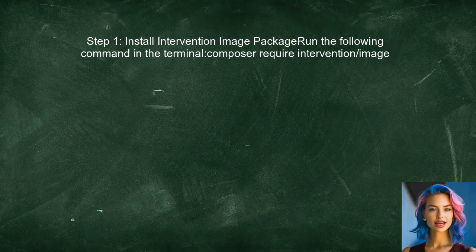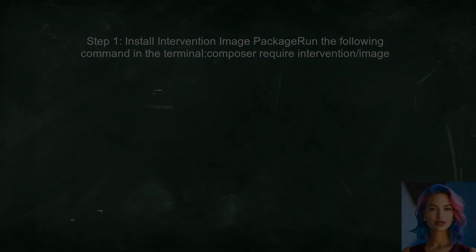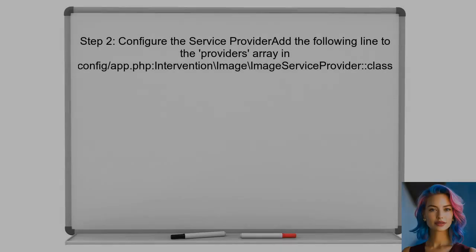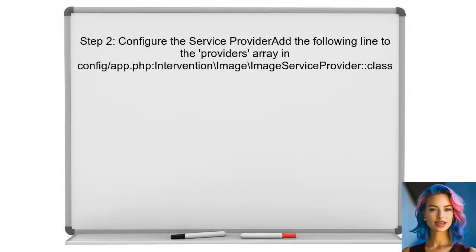To start, the user needs to install the Intervention Image Package in their Laravel project. This can be done by running a simple command in the terminal. Next, the user should configure the Intervention Image Service Provider in their Laravel application. This involves adding the service provider to the configuration file.